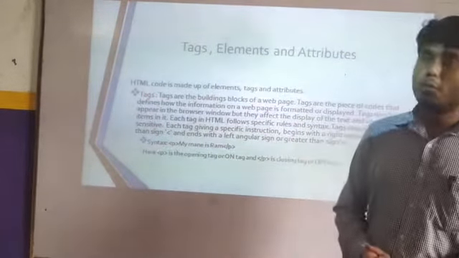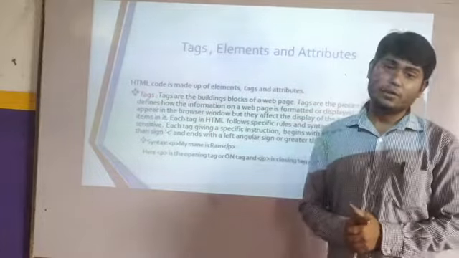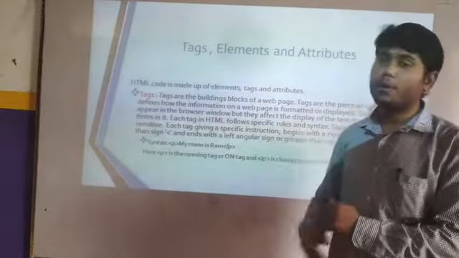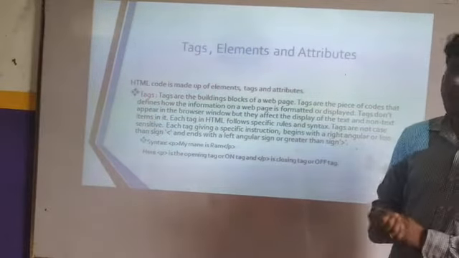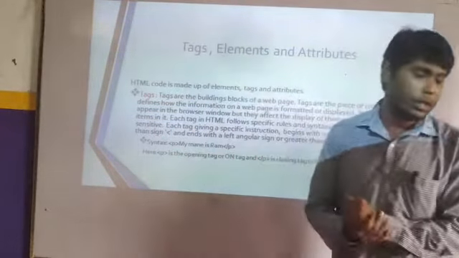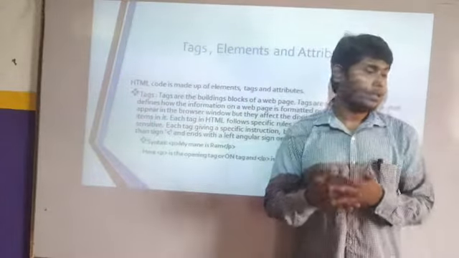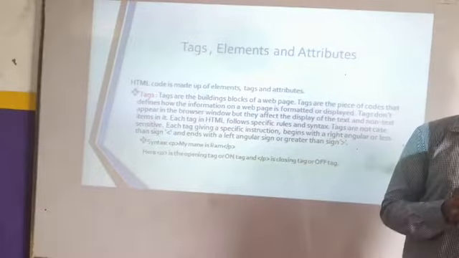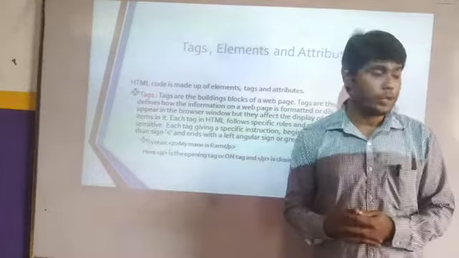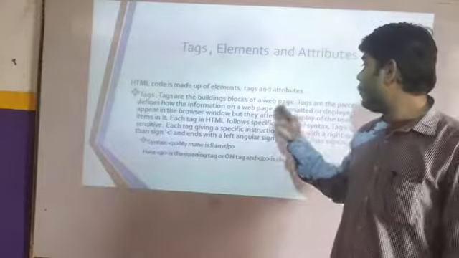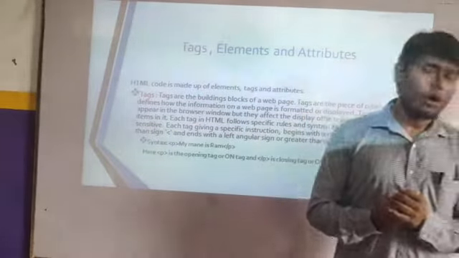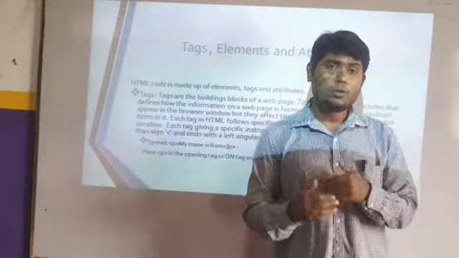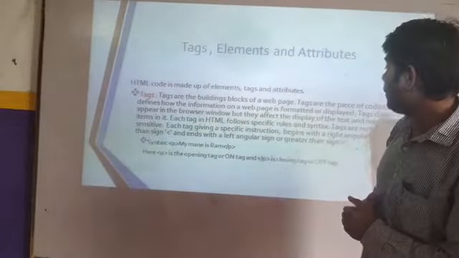So let's learn something about tags, elements and attributes in an HTML document. HTML code is made up of elements, tags and attributes. First we will start with tags. What is the meaning of a tag? Tags are the building blocks of a web page. It is basically a piece of code that defines how the information on the web page is formatted or displayed. Means the tags define how to display text in a web page.